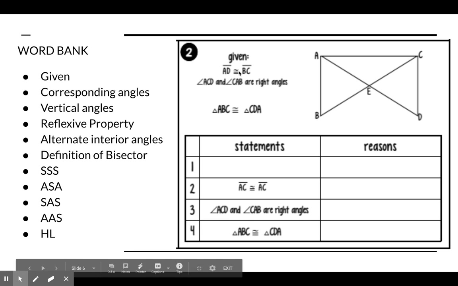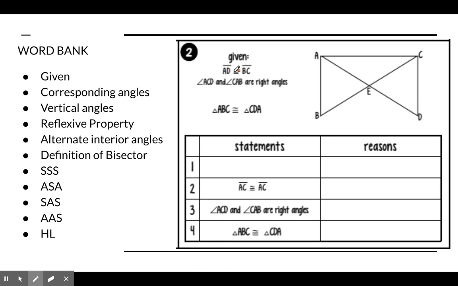Second example, okay, let's take a look. Given segment AD is congruent to segment BC. All right, let's draw that. I always like to draw first. Segment AD, where do we see that? Segment AD, that is that entire line is congruent to segment BC, which is that entire line. So I'm going to draw it in the same color, right?